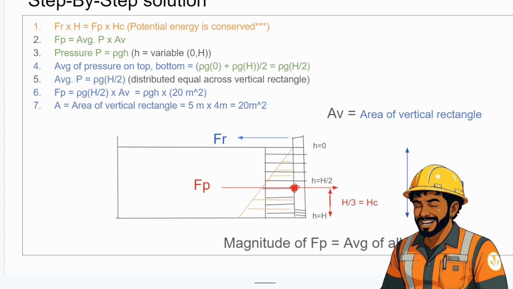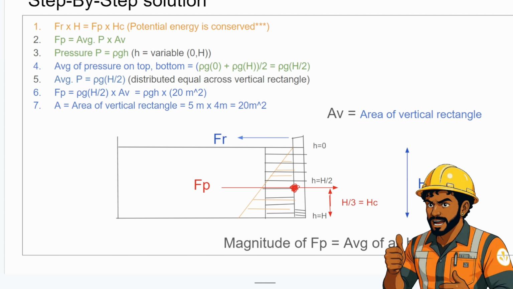Let's look at the basic pressure formula. P is equal to rho g h, where rho is the density, g is the gravitation, which are both constant, and h is a variable height, because at the top h is going to be 0, at the bottom h is going to be height of the entire gate. I hope that clarifies why this pressure is a triangle and not a rectangle from the get-go.